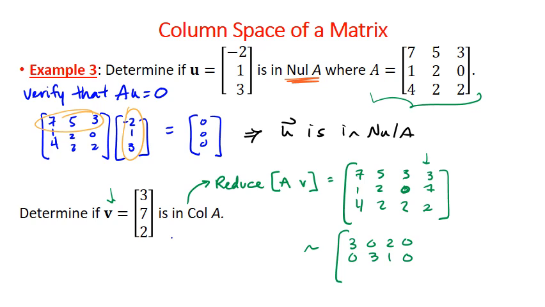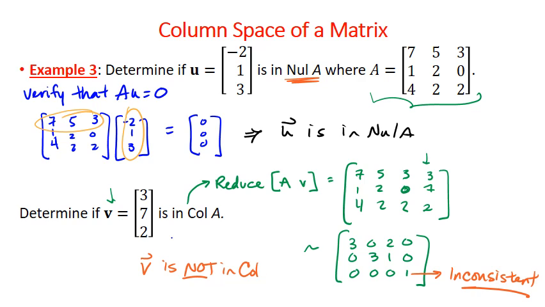So at this point in the class, I'm concerned that you know how to interpret what you get after you reduce. Looking at this last row tells me that this is inconsistent. Because once it's reduced we have an inconsistent system here, vector v is not in the column space of A. Let's look at another example.